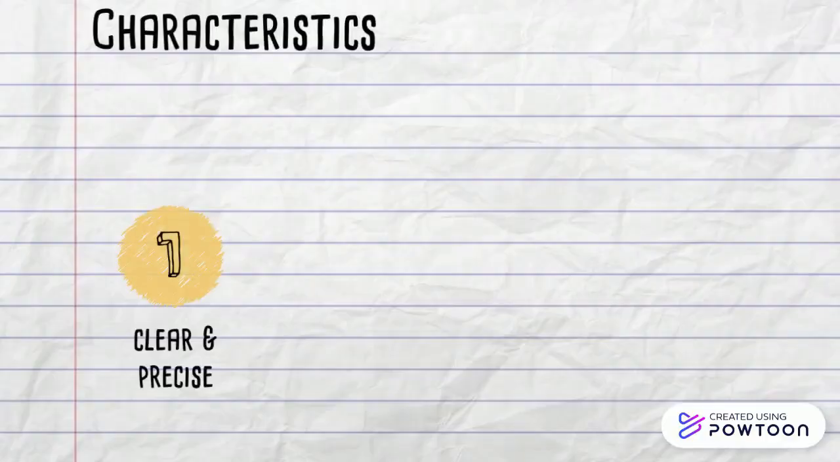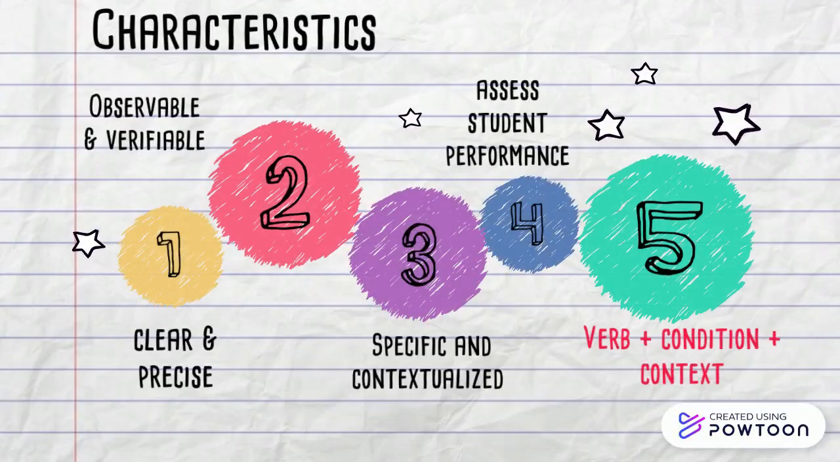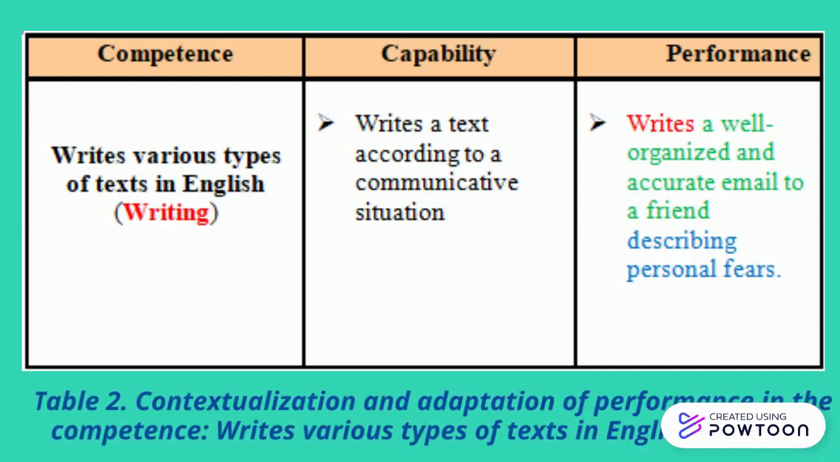We must consider some characteristics to contextualize the performance. It must be clear and precise, observable and verifiable, specific and contextualized, assess students' performance, and we also must consider elements like verb, condition, and context. For example, in this table, it describes the content of the reading competence, taking as a reference one capability and one contextualized performance, considering the characteristics already mentioned.